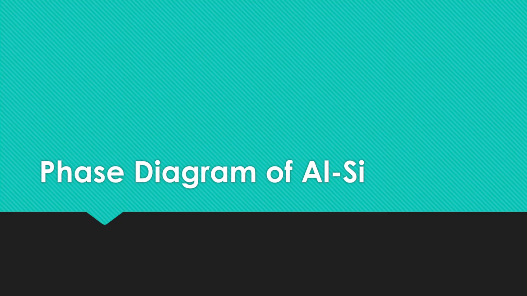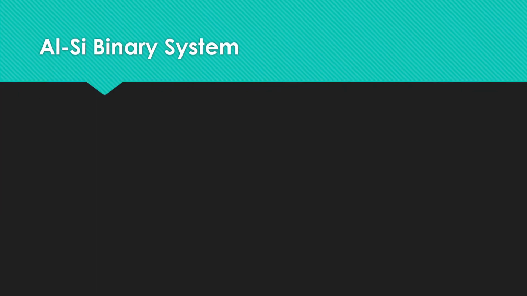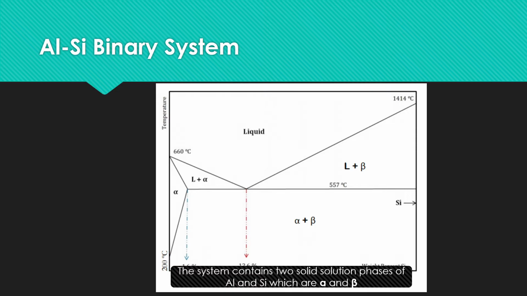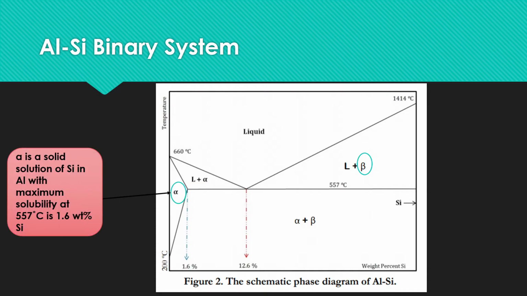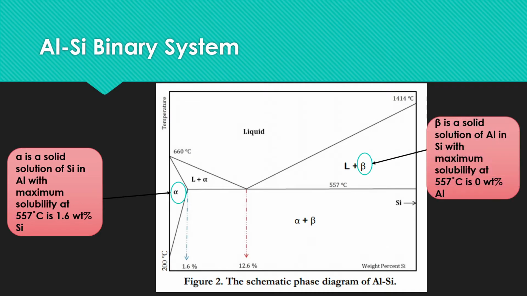Here is the diagram of aluminum silicon. Aluminum silicon binary system. The system contains two solid solution phases of aluminum and silicon, which are alpha and beta. Alpha is a solid solution of silicon in aluminum with maximum solubility at 557 degrees Celsius with 1.6% silicon, while beta is a solid solution of aluminum in silicon with maximum solubility at 557 degrees C with 0% aluminum, which means it is pure silicon.